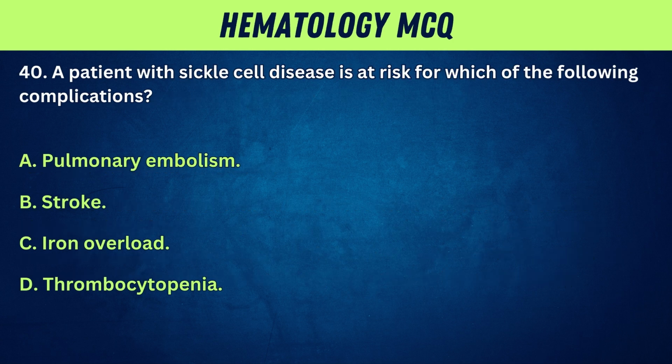40. A patient with sickle cell disease is at risk for which of the following complications? A. Pulmonary embolism. B. Stroke. C. Iron overload. D. Thrombocytopenia.